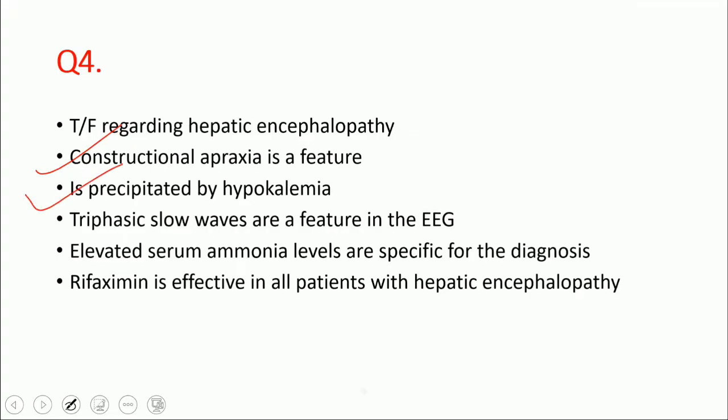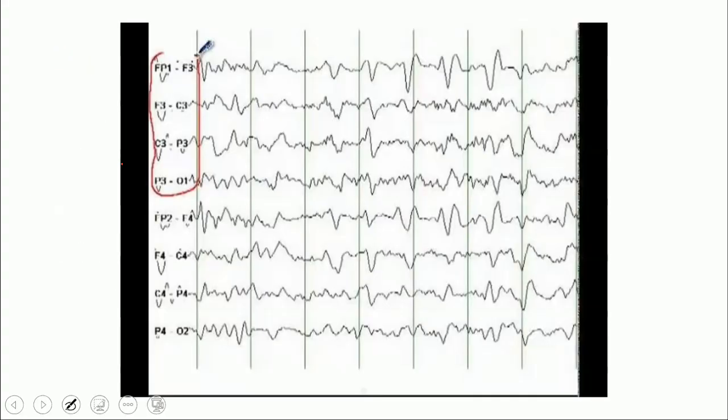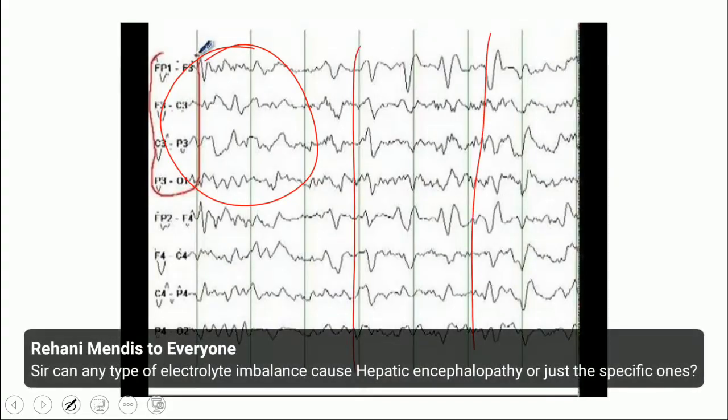Now, most of the time, hepatic encephalopathy is a clinical diagnosis. Remember, we talked about this. The fact that they have personality change, reversal of sleep-wake cycles, flaps, constructional apraxia, you can make the diagnosis with a good degree of confidence. But occasionally we need to do investigations, and one of them might be this triphasic slow wave pattern. This is called a triphasic slow wave pattern.